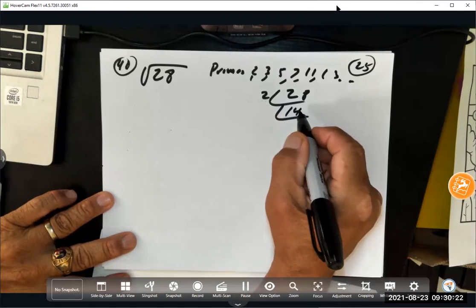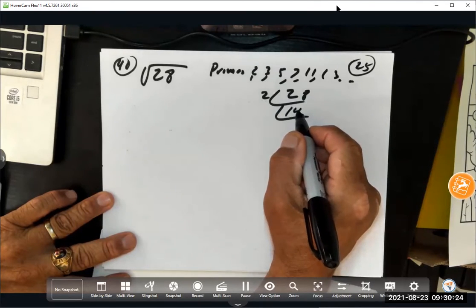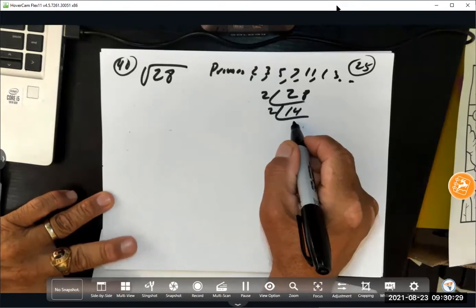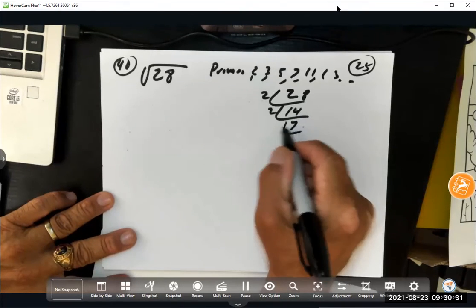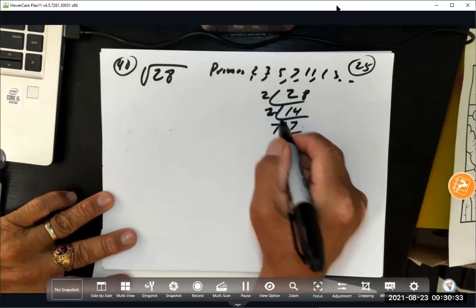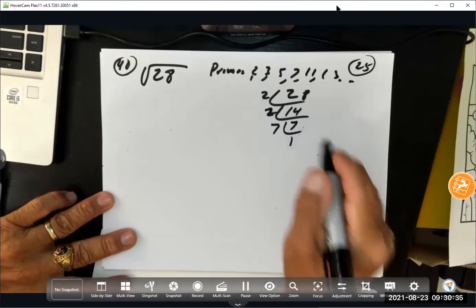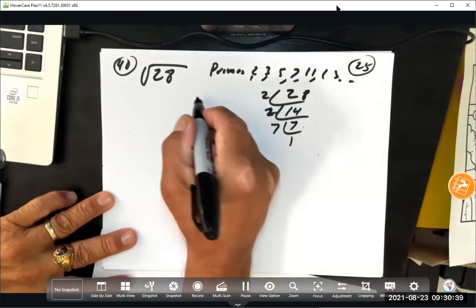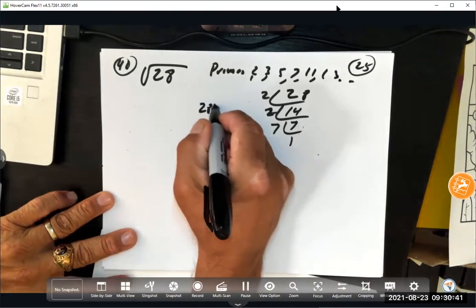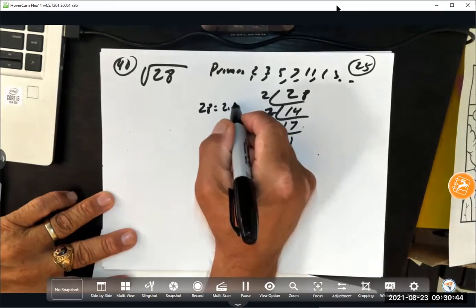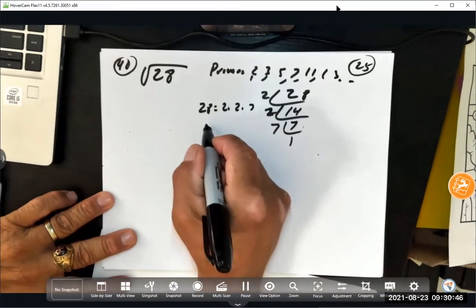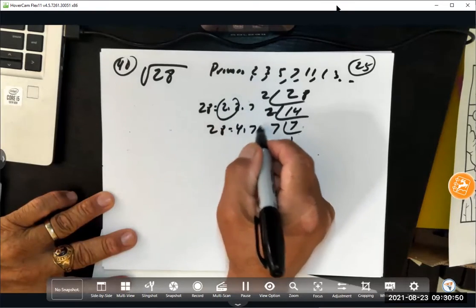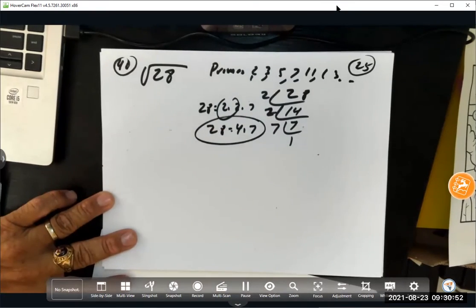$14, yes or no? Yes. And then does 2 divide 14, how many times? 7. And does 7 divide 7, how many times? 1. So I know that 28 is 2 times 2 times 7, or 28 is 4 times 7. Everybody okay with that? 4 times 7 is 28.